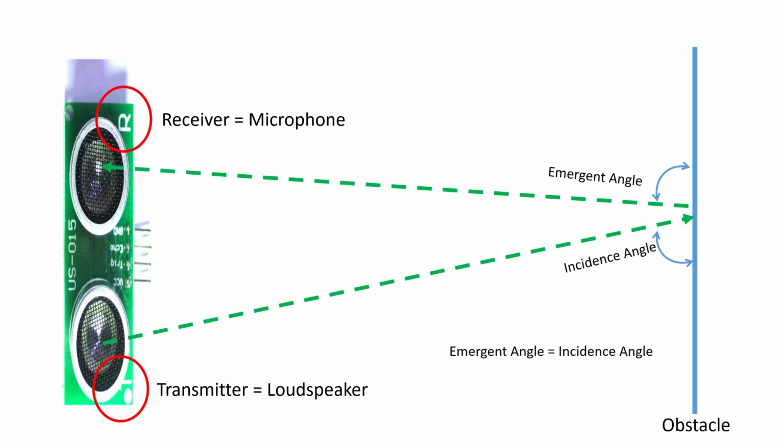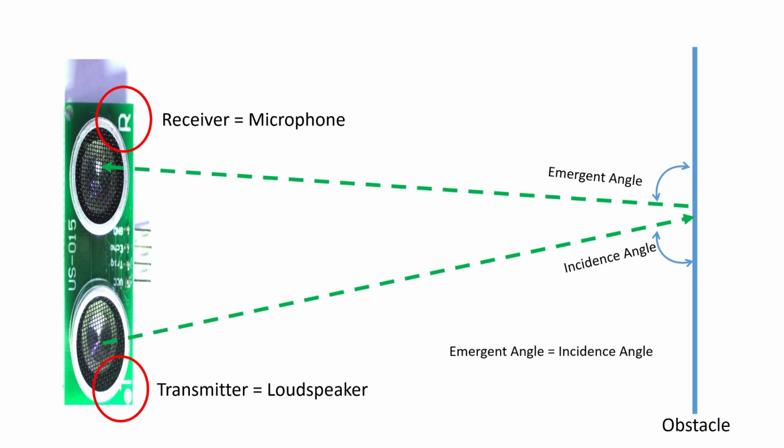Because sound travels in air with about 300 meters per second, it takes a while till the sound traveled from the loudspeaker to the obstacle and back to the microphone. The Arduino measures this time and calculates the distance. Quite simple. And astonishingly accurate.